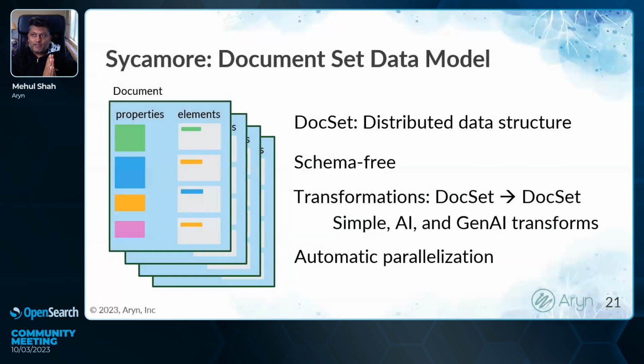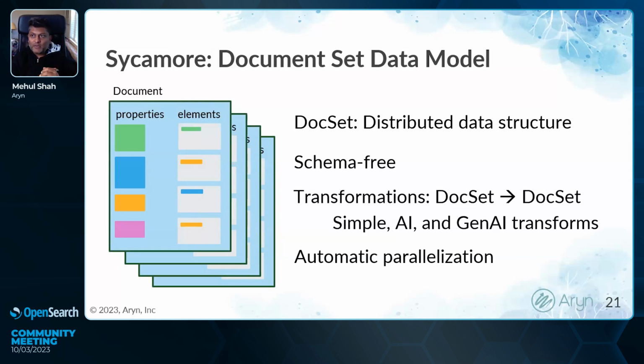The document set data structure that you have in Sycamore is a distributed data structure. It's schema free. So a document set is basically a collection of documents. Each document is basically a collection of properties, as well as a collection of elements. Elements are basically chunks within your document. Okay, I'll show you an example in a second. And each element also has a set of properties associated with it.